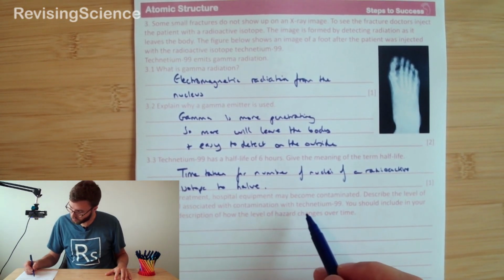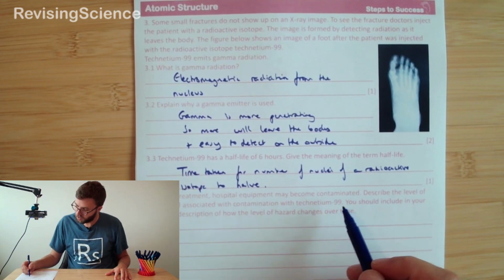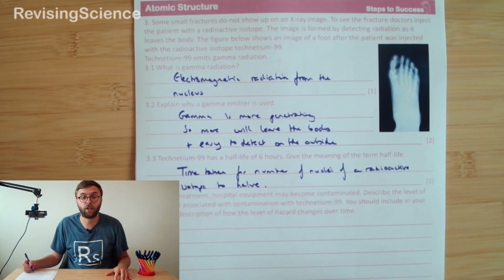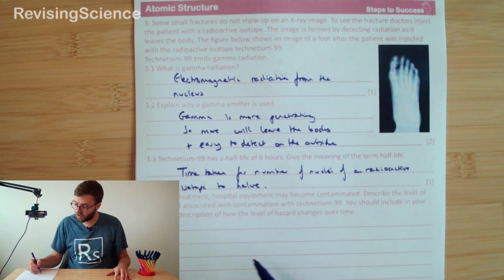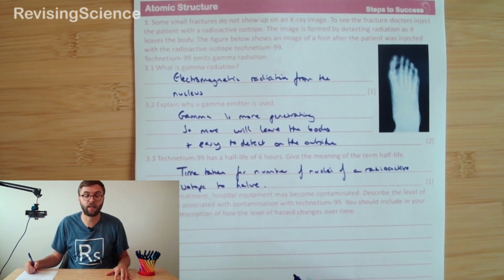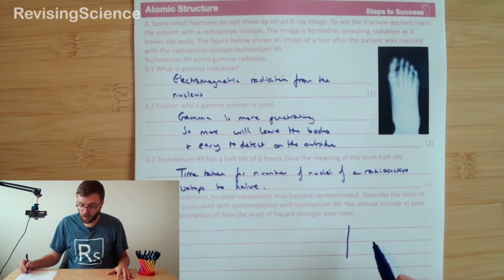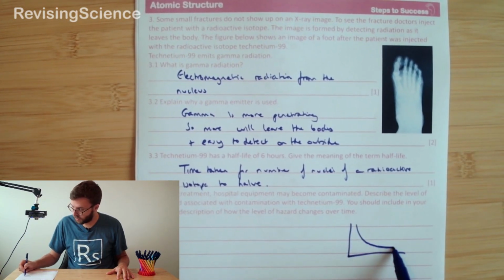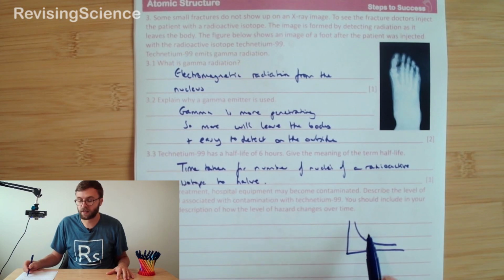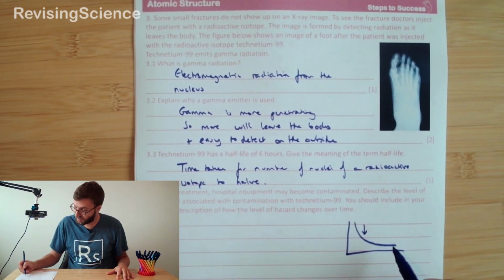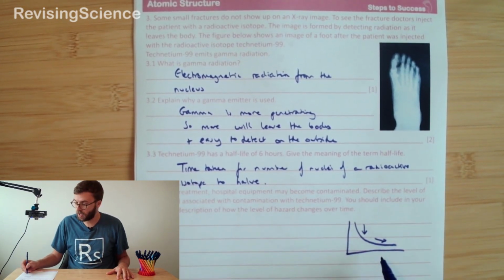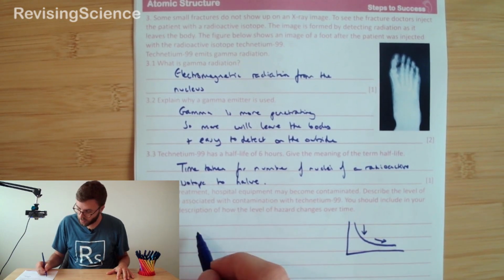After treatment, hospital equipment may become contaminated. Describe the level of hazard associated with contamination with technetium-99. You should include in your answer a description of how the hazard level changes over time. Well, this is all to do with our half-life graphs. And the half-life decay looks something like this. So we get really rapid decay at the start, followed by much less decay at much lower levels at the end.